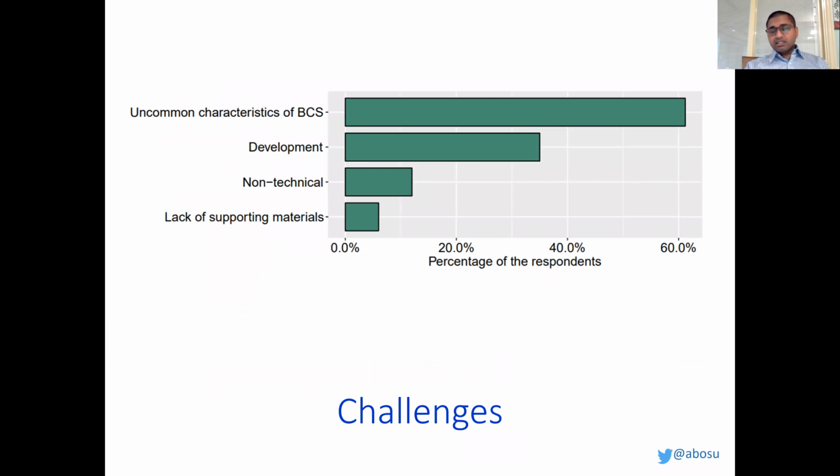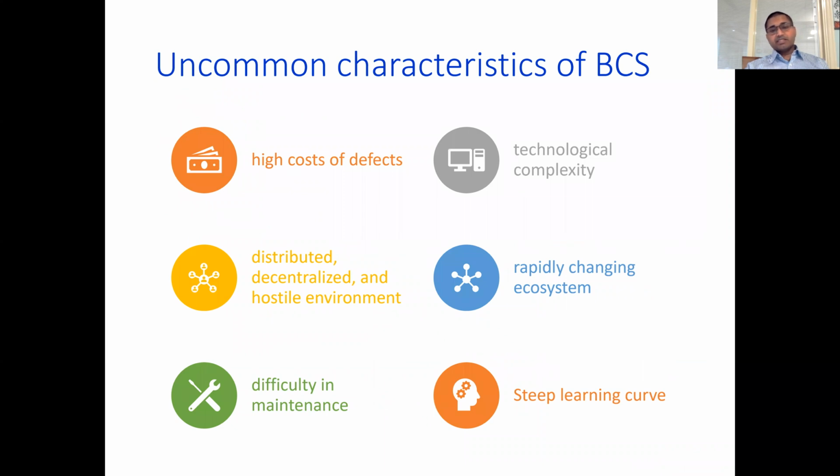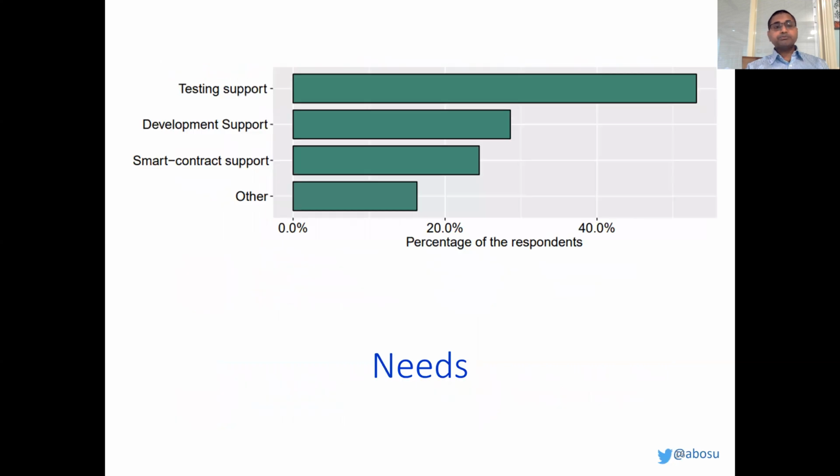Now, for the challenges, those unique characteristics of the blockchain software development domain pose key challenges to the developers. These unique characteristics include significantly higher cost of defects, technological complexity, distributed, decentralized, and hostile environment, rapidly changing ecosystem, difficulty in maintenance, and steep learning curve. For the needs, testing support is the area that marks the primary needs of contemporary blockchain software developers.